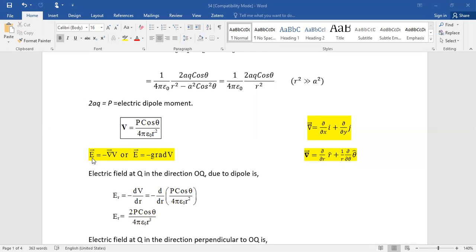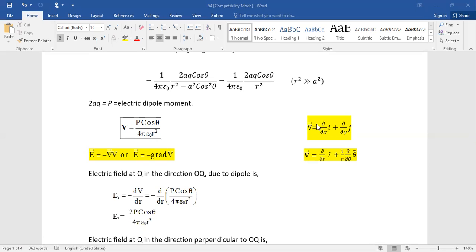Electric field at a point is equal to negative gradient of potential at that point. If you know the potential at some point, and if you take negative of the gradient of that potential at that point, then you will get electric field. We have calculated potential V at the point Q. If you take negative gradient of this potential, then you will get the electric field at the same point. E is equal to minus grad V. This is a relation between field and potential.